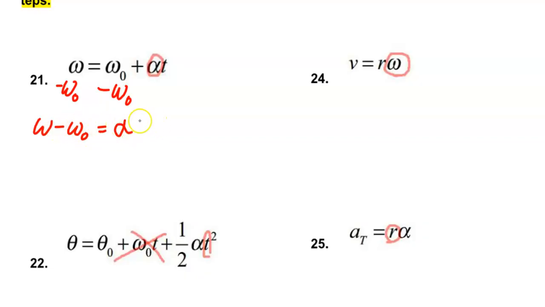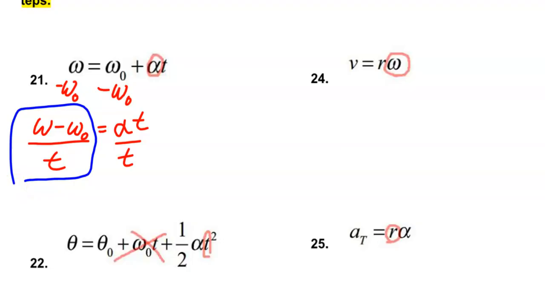equals alpha t. We're going to learn some of the Greek alphabet while we're doing all this fun. And then we're going to divide both sides by t. And that is enough to isolate alpha. All right. Cool. So another easy one, divide both sides by r. And that will get us omega.